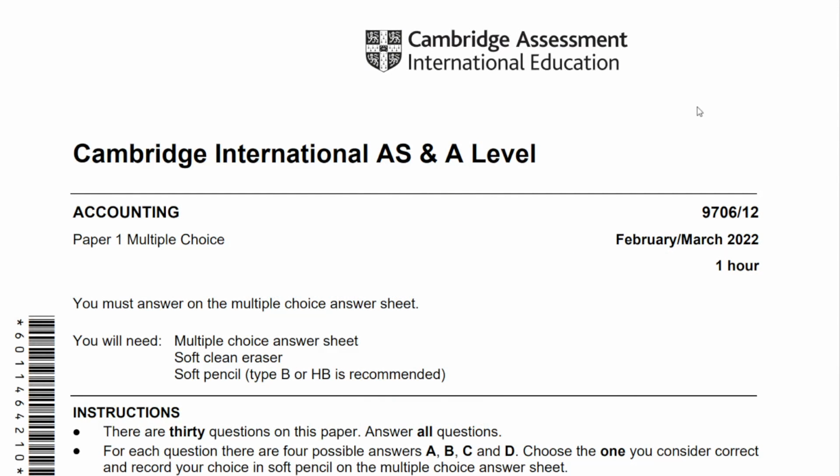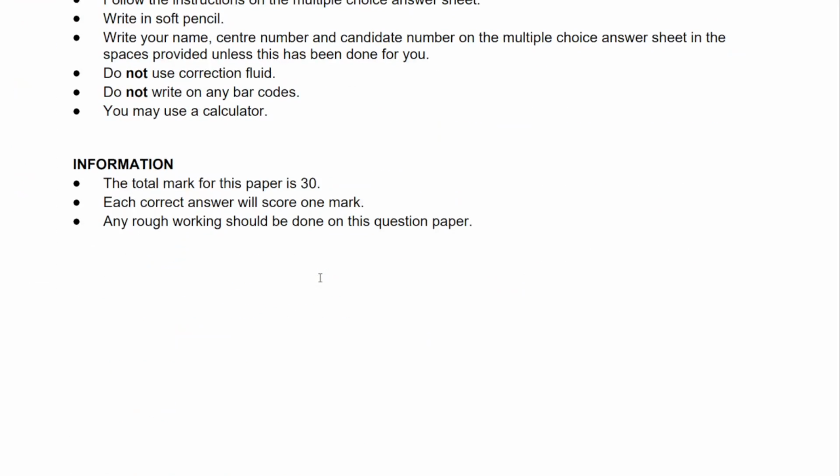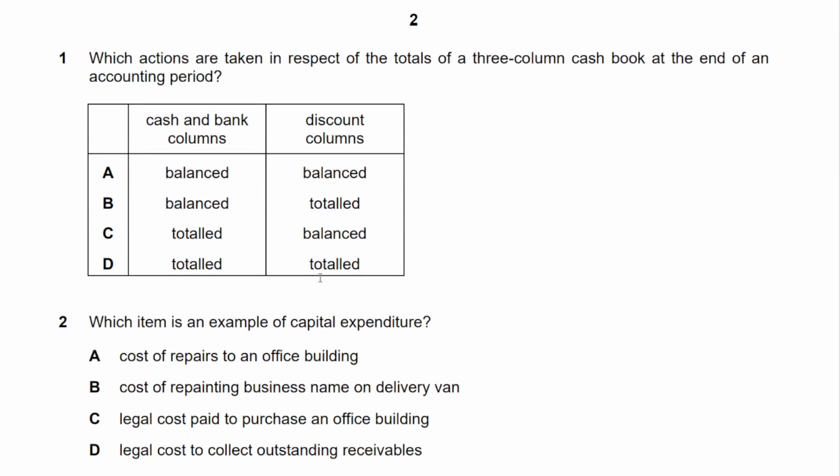Hello there. Today we're going to solve NAS level accounting paper 1, 2, February-March 2022. We have 1 hour and 30 questions. So 2 minutes per question. Not bad. I think it can easily be done. No problem with that. If you have covered the whole syllabus, it shouldn't be a problem.